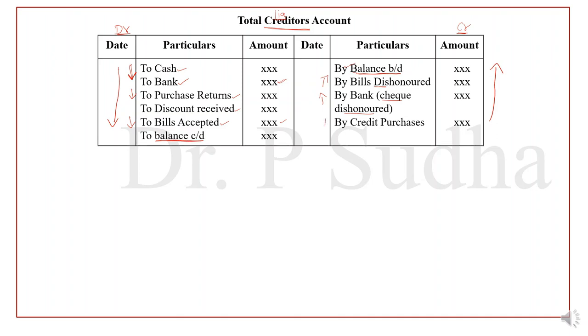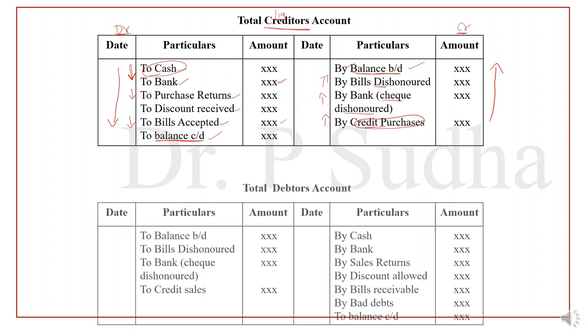Then we make further credit purchases. Whenever we make new credit purchases, the value of creditors will get increased. So this is how we will prepare a total creditors account. This is the logic in which we prepare it. And the missing information here may be that the opening creditors will not be given, or closing creditors may not be there. Credit purchases will not be given in the question, or cash paid to creditors will not be there. So if any of this information is missing in the question, we have to prepare this total creditors account and find out the missing information.